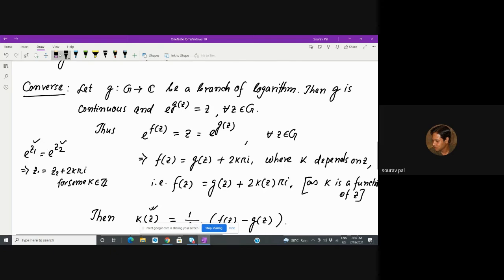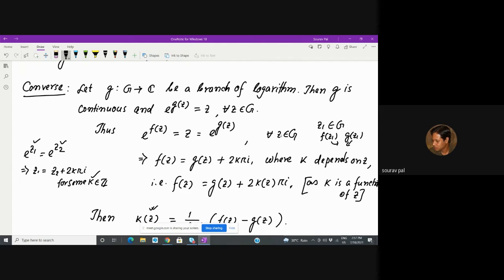Now, if you choose one particular point from G, then you have f(z1) and g(z1). They are merely just two points, right? If you write e to the f(z1) is equal to e to the g(z1), then f(z1) and g(z1) are just two points. And corresponding to those two points, you have a particular k.